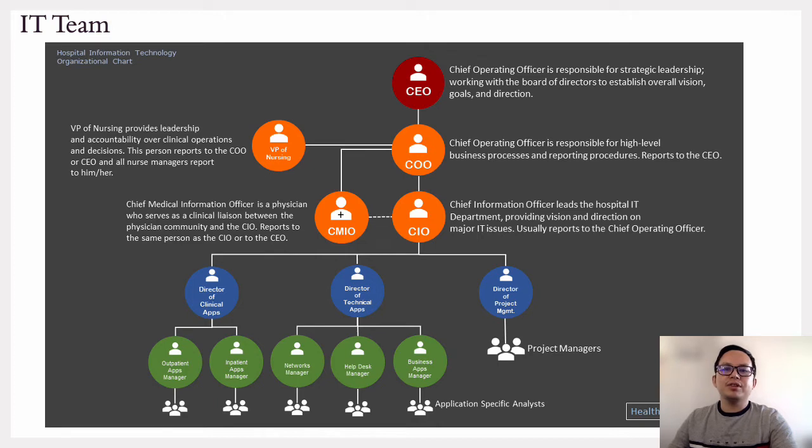Here's an example of an organizational chart of a hospital information technology department. At the very top is the CEO, who is responsible for strategic leadership, and he or she works with the board of directors to establish the overall vision, goal, and direction of the organization. In the organization that I work for, our vision is "better together." Very simple, and our mission is a new kind of healthcare for a healthier community, and our values are compassion, excellence, and courage. So that's very simple.